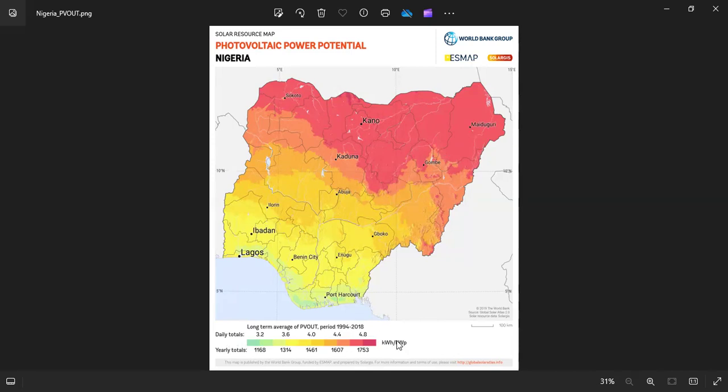This is what 1 kilowatt of solar capacity will generate for you. Are you seeing the different colors on this particular line? Yes, we are seeing the colors. You can see 3.2, 3.6, 4.0, 4.4, 4.8. What it means is that if you have a 1 kilowatt solar power system, in areas that have this green, the coastal areas, which is not much in Nigeria, you can harness up to 3.2 kilowatt hours in one day. It's a daily output.